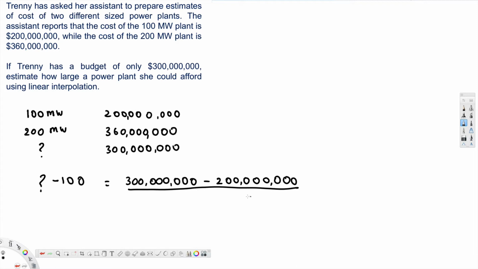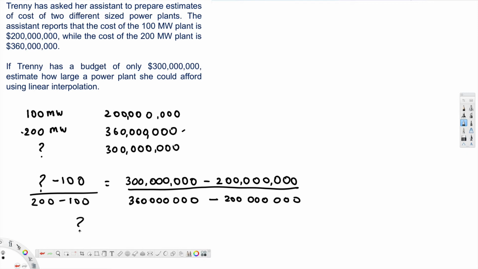And then we have to do 200 minus 100 in the denominator, and here we have to do the same thing. This one minus this, 360 million minus 200 million.